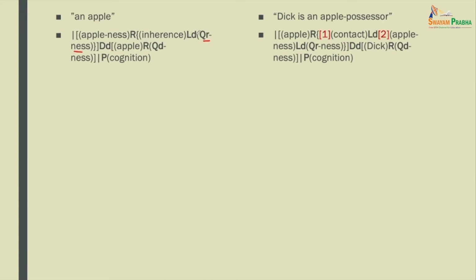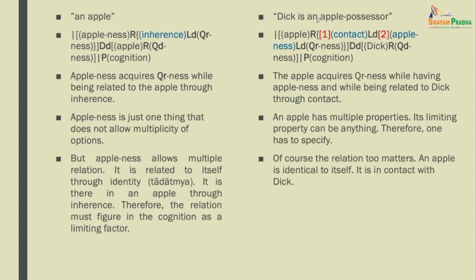Here, the qualifierness has one and only one limiting aspect, which is a relation. But in this case, the qualifierness has got two different limiting aspects. One is contact, the other one is appleness. Why is there this disparity? We'll try to explain that. So those two are highlighted.